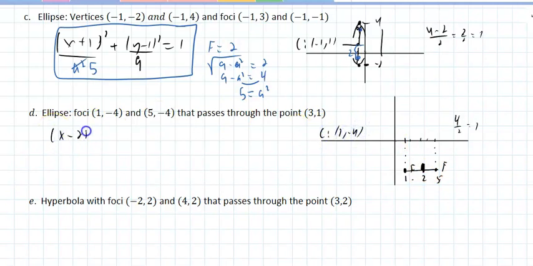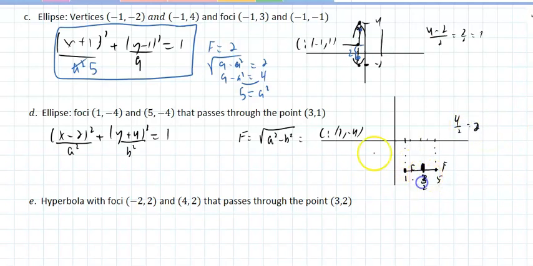So it is (x minus 2) squared over a squared plus (y plus 4) squared over b squared equals 1. The distance to the foci is the square root of a squared minus b squared. The ellipse stretches along the x, so a squared has to be bigger than b squared. How many units is that? Wait, that doesn't make sense. 2 units from 2 is 4, so the foci are 2 units to the left and 2 units to the right of the center. Square both sides: a squared minus b squared equals 4.